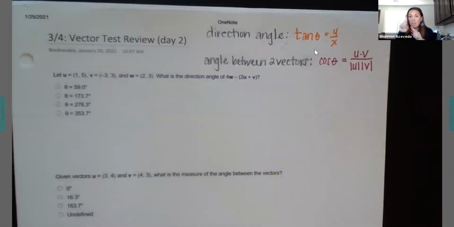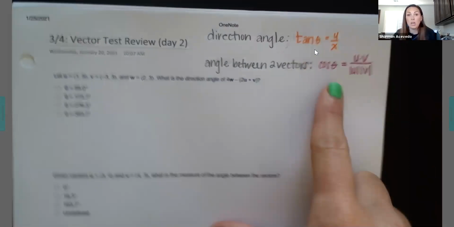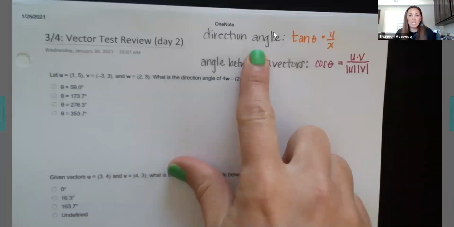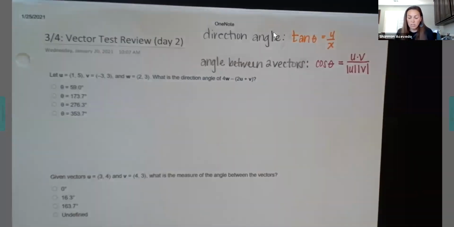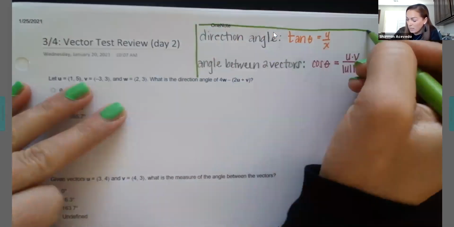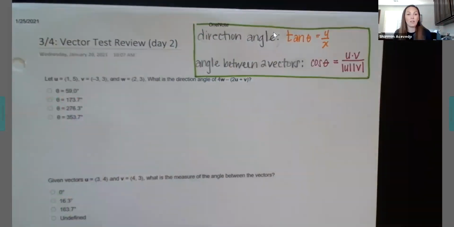They're just talking about the direction of the one vector. The direction angle is just talking about the one vector, then you're going to use your tangent. When you're talking about the angle between two vectors, that's when you use cosine. I just wanted to point out that information because I think it brings some clarity for you guys. So again, direction angle versus the angle between two vectors. It's a little summary for you guys. Keep those handy because you're definitely going to need those formulas for your test.